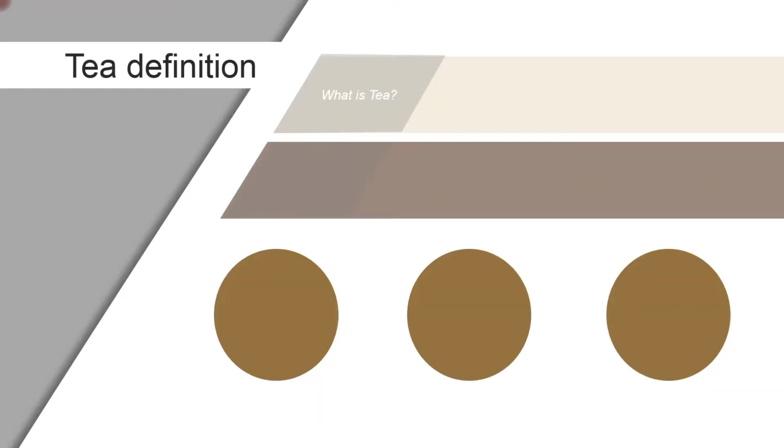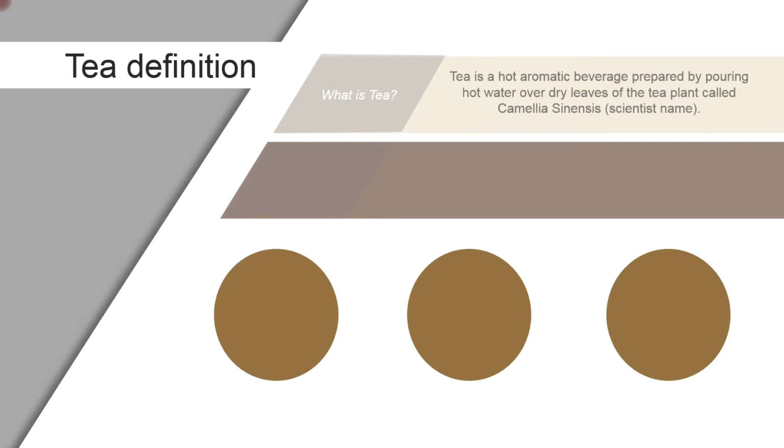Tea definition. What is tea? Tea is a hot aromatic beverage prepared by pouring hot water over dry leaves of the tea plant called Camellia sinensis. Camellia sinensis is the scientific name of tea leaves.